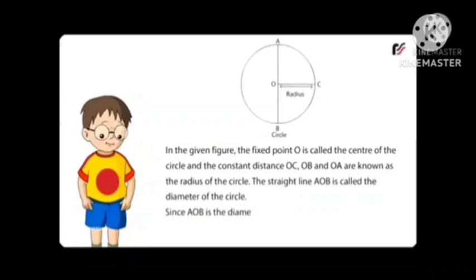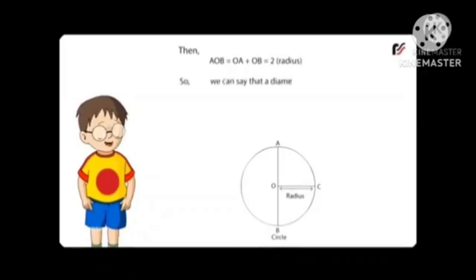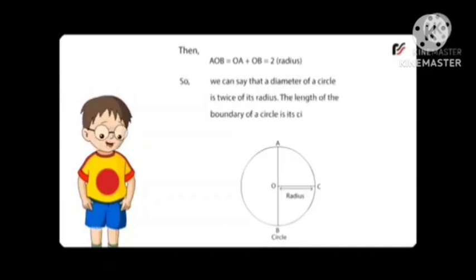Since AOB is the diameter and OA and OB are 2 radii, AOB is equal to OA plus OB, which is equal to 2 radius. So, we can say that the diameter of a circle is twice its radius. The length of the boundary of a circle is its circumference.